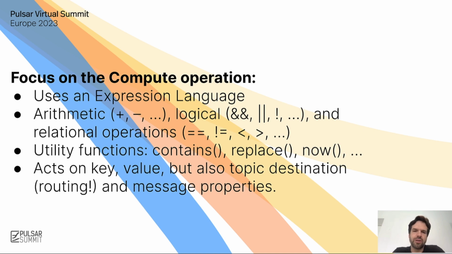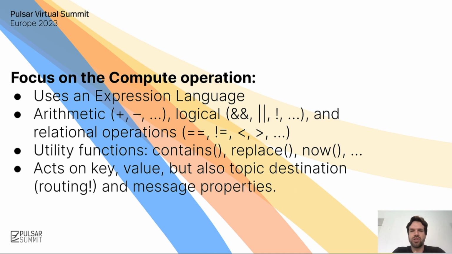If we look more on the compute operation, I said that it's quite powerful because it has the possibility to compute key value from other fields, but also it can do it on the metadata of the record. So it's also possible to act on the message properties and on the topic destination. So this means that you can do dynamic routing based on message properties or field values or key values or etc. You can modify the topic destination of your message based on these values.